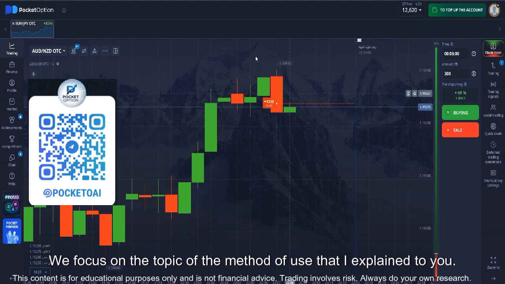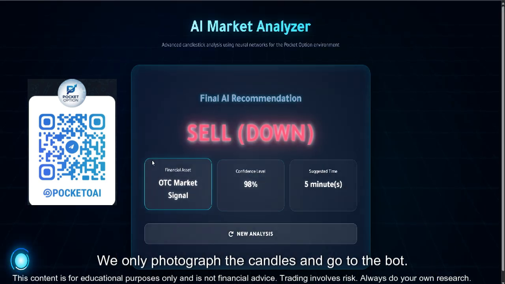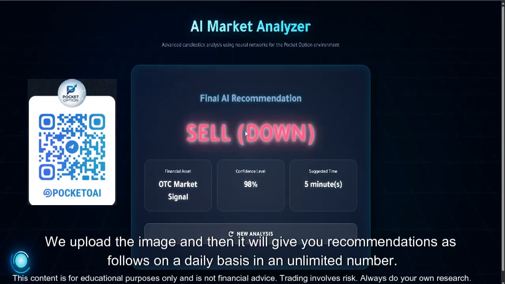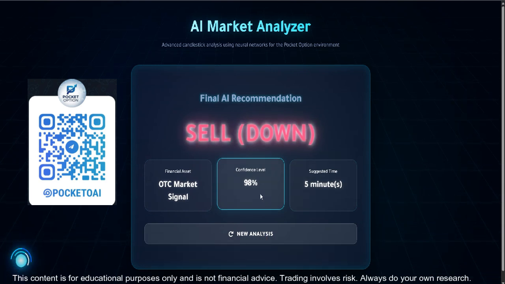We focus on the topic of the method of use that I explained to you. We only photograph the candles and go to the bot. We upload the image and then it will give you recommendations as follows on a daily basis in an unlimited number.